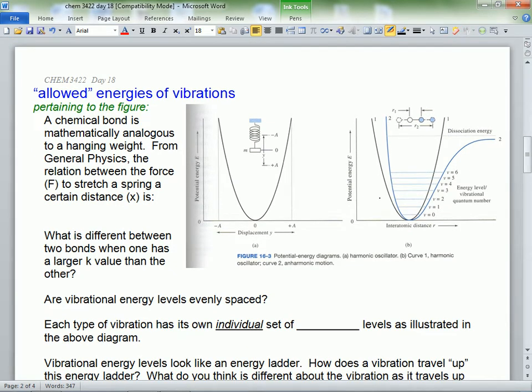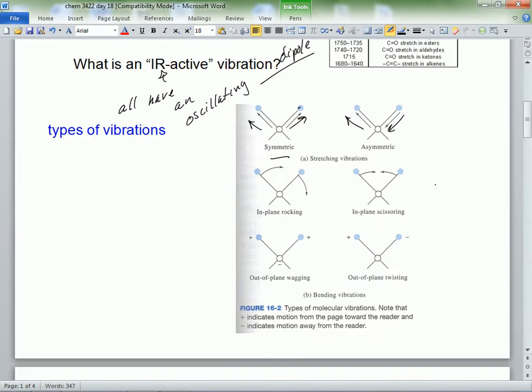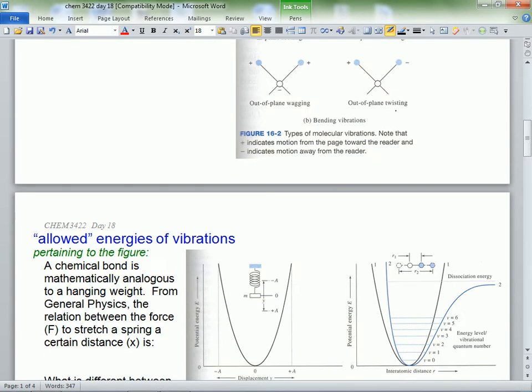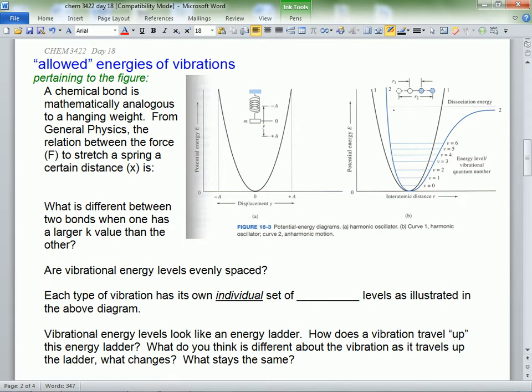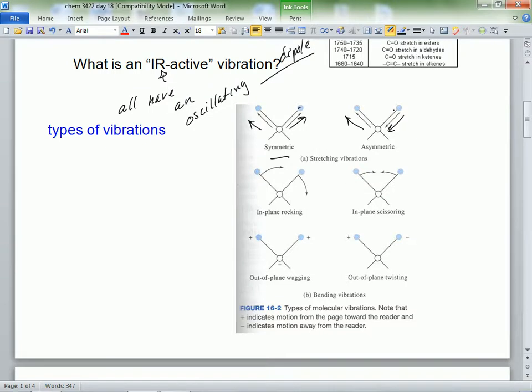All of these are IR? No, dude. These are just examples of vibrations. Okay, but whether it's an oscillating dipole or not, you need more information. So we're going to get you that more information when we start showing you some vibrations. These are all just types of vibrations. I'm not saying they're IR active or IR inactive.